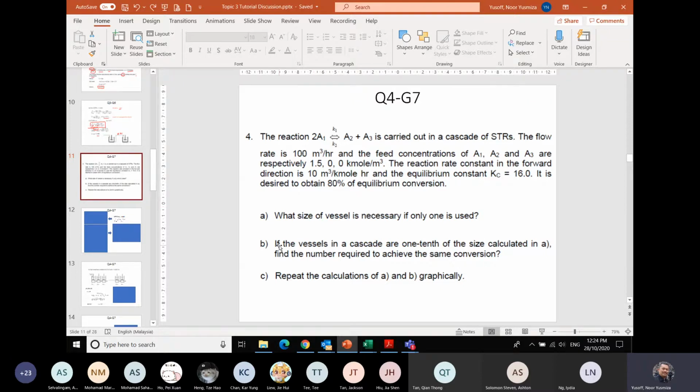And then part B: if I want to use smaller size CSTRs rather than one big one, as in part A, where the smaller size is just 1/10 of the size of the big CSTR, find the number of CSTRs needed in order to achieve the same conversion. What is the conversion? 80%. Once you have done that, you repeat the whole thing with a graphical solution. You could do so because CSTR is probably the easiest one for calculating the area under the curve, provided you know what kind of graph we are plotting.